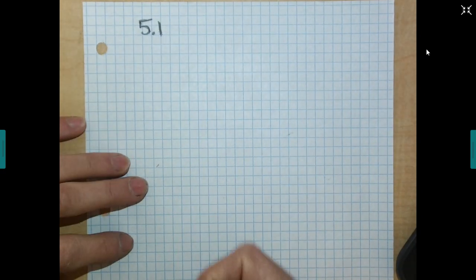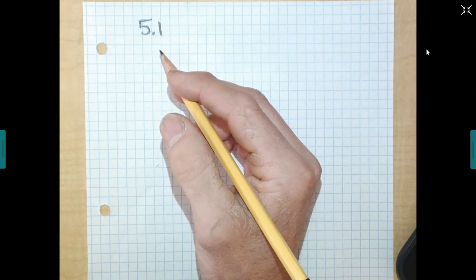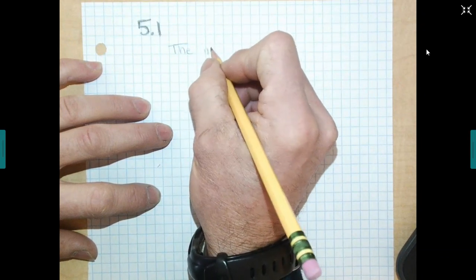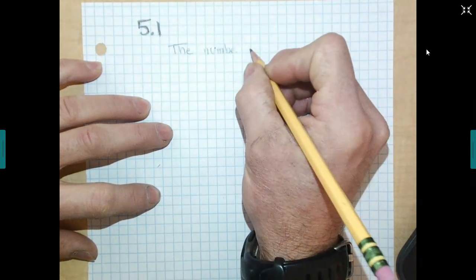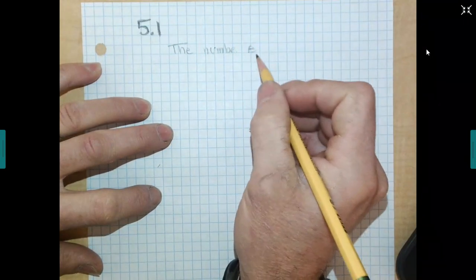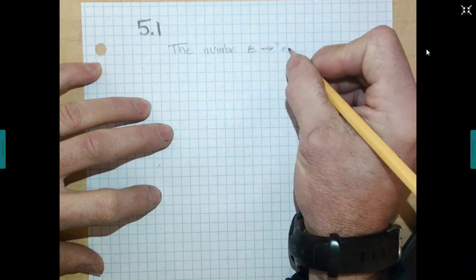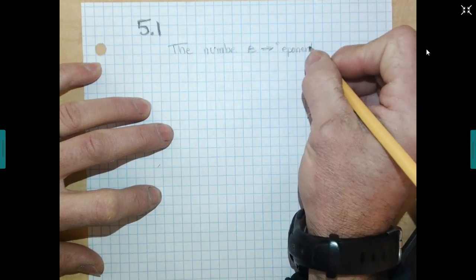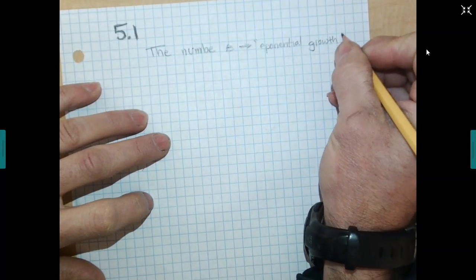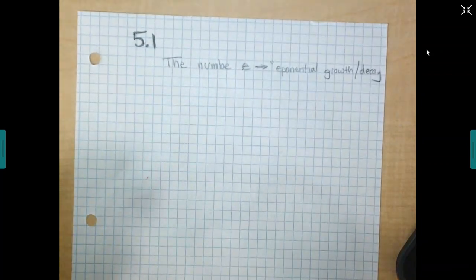Welcome back. We are starting chapter 5 today, and today we're going to learn about the number e. What e is: e is exponential growth or decay. Exponential growth or decay.